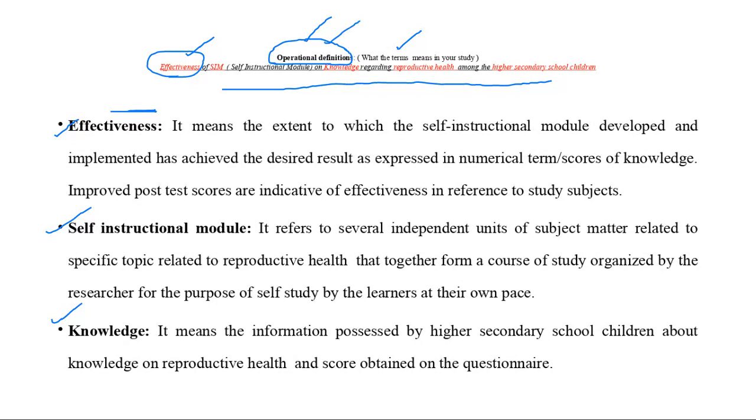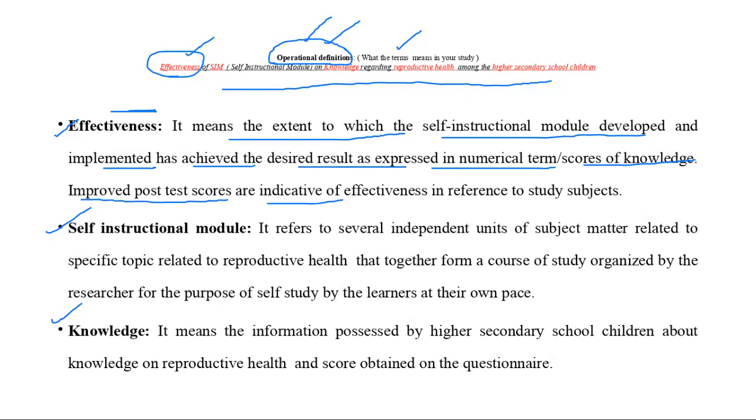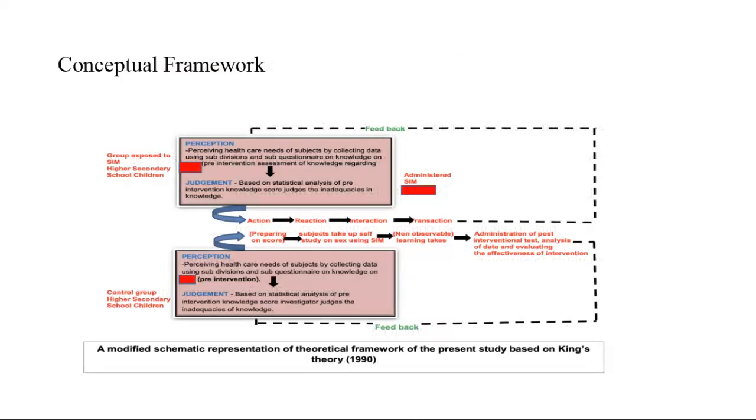Here the operational definition for effectiveness is given: it means the extent to which the self-instruction module which is developed and implemented has achieved the desired result, as expressed in numerical terms or scores of knowledge. These improved post-test scores are indicative of effectiveness in reference to the study subjects. So this is the operational definition. Hope you understood what I am discussing.